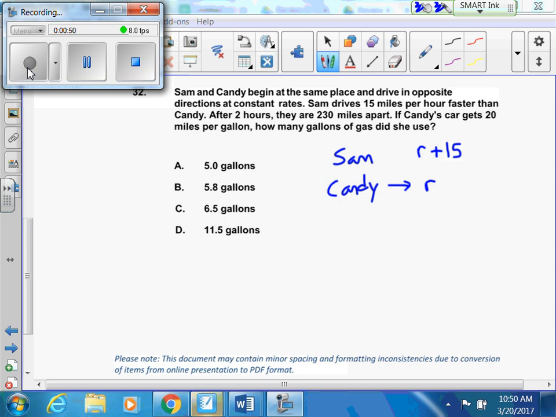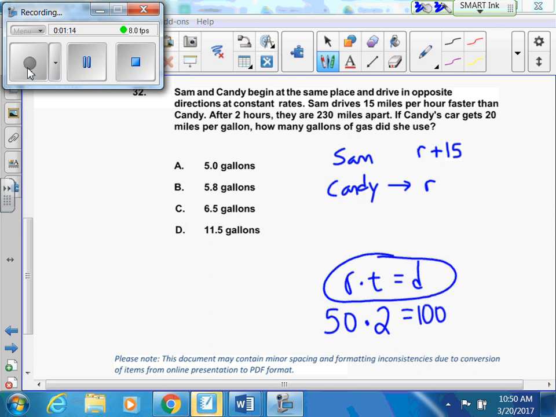To figure out how many gallons of gas she used, you have to figure out how many miles she drove. Now, we need to understand that rate multiplied by time equals distance. For example, let's say you drive 50 miles per hour for 2 hours. Well, 50 miles per hour for 2 hours, you're going to drive 100 miles. So we need to understand this formula: rate multiplied by time equals distance.